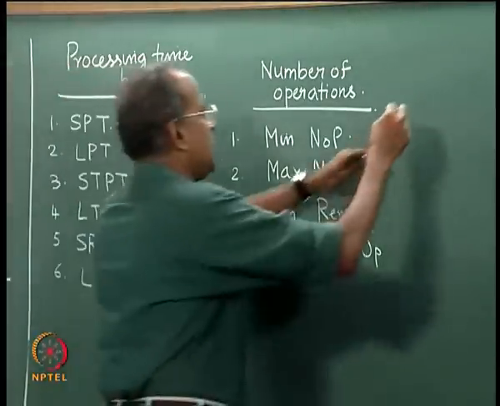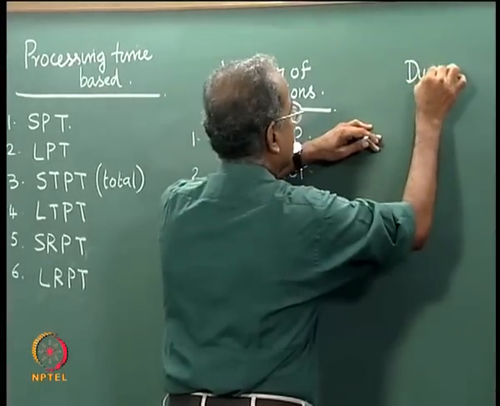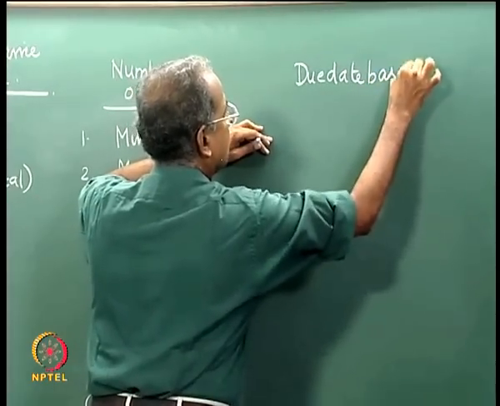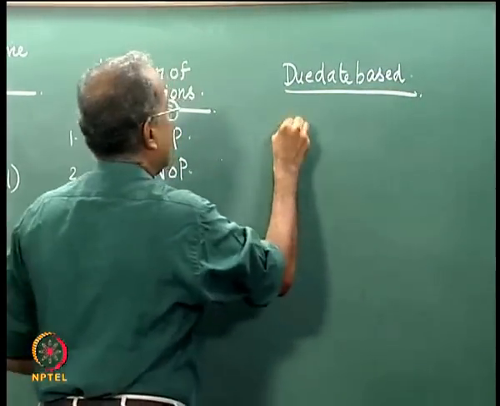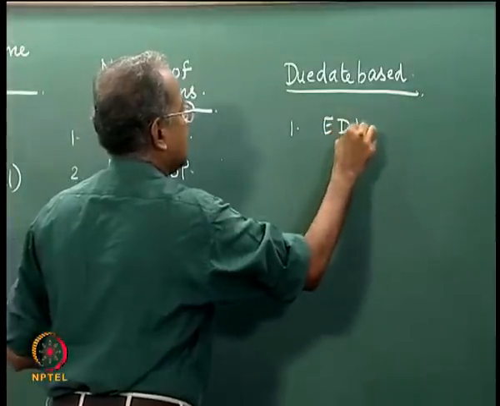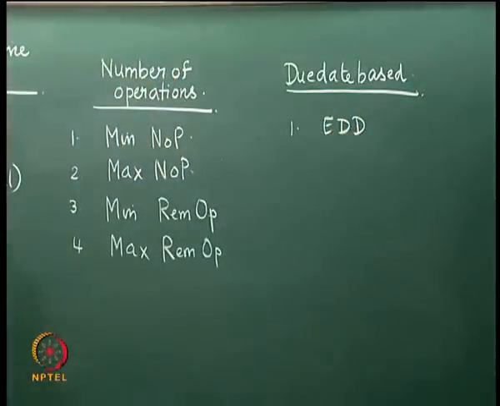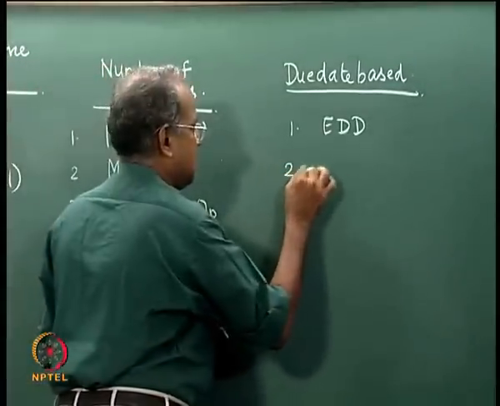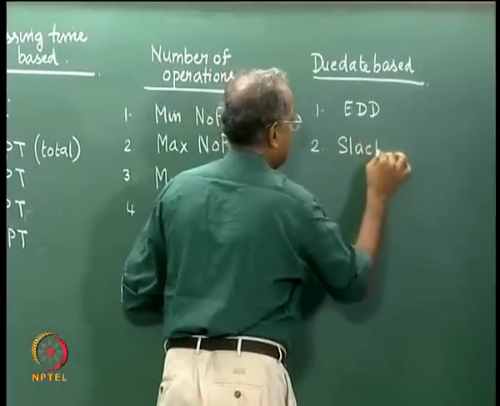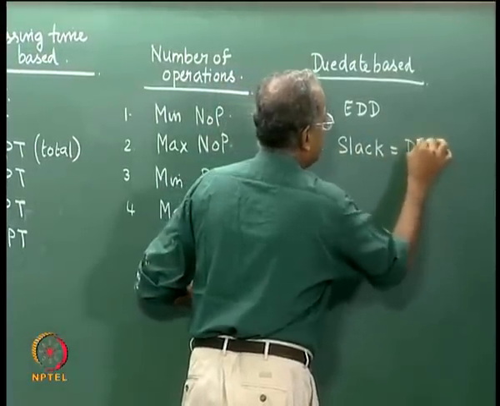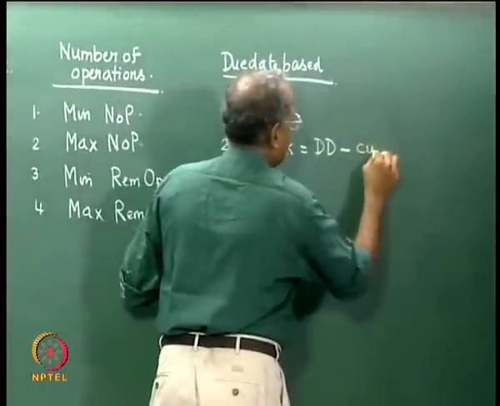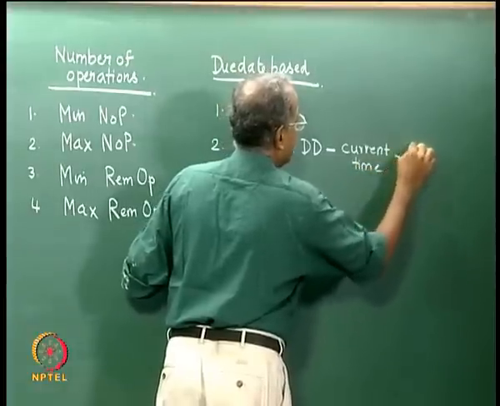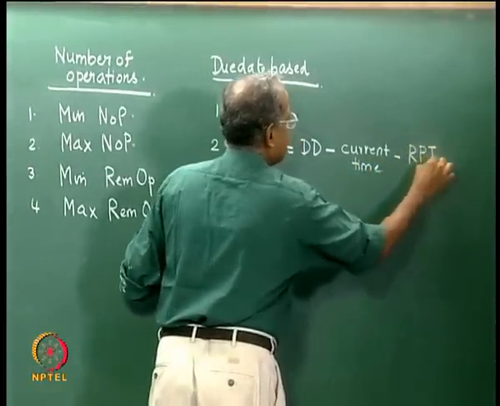Then we can look at due date based methods. One of course is the earliest due date. The second is called slack. Slack equal to due date minus current time minus remaining processing time.